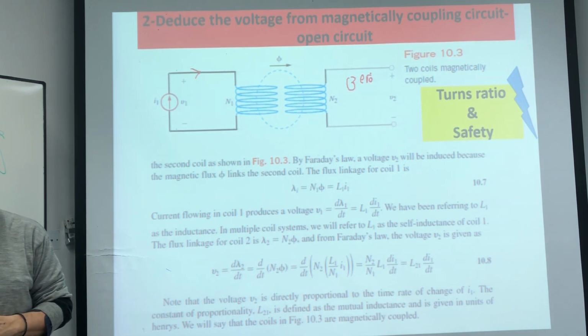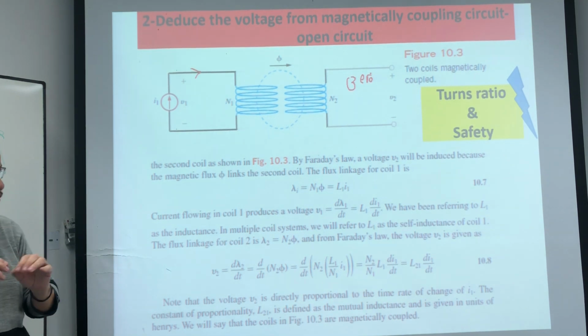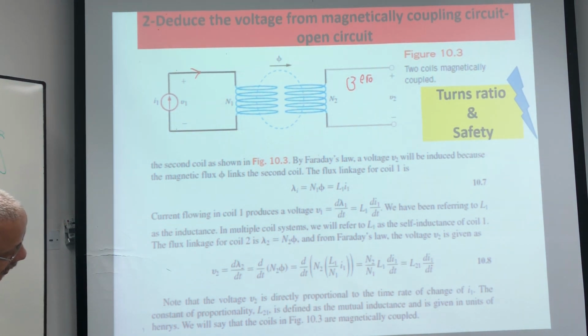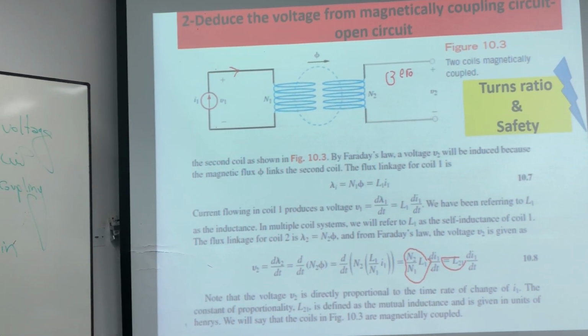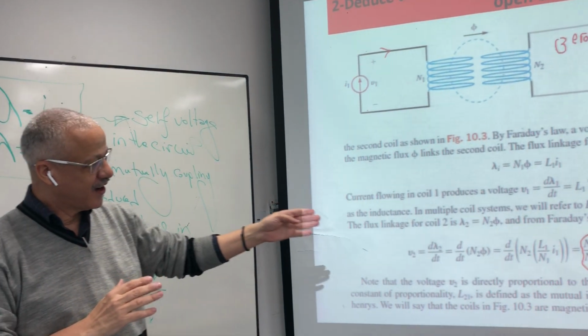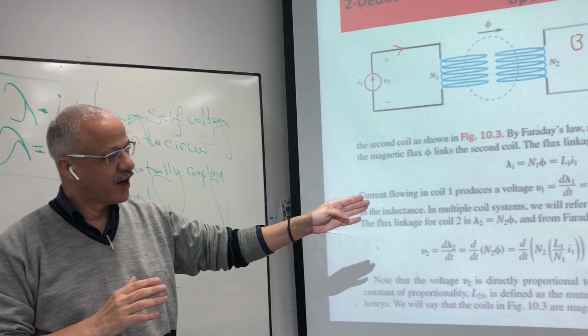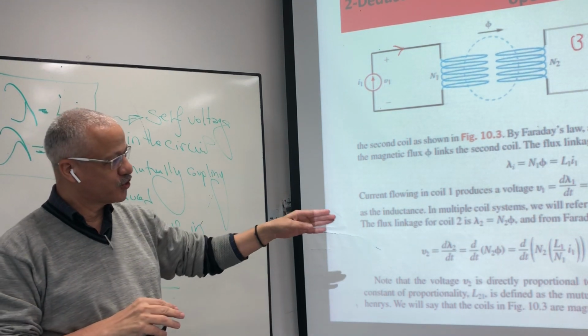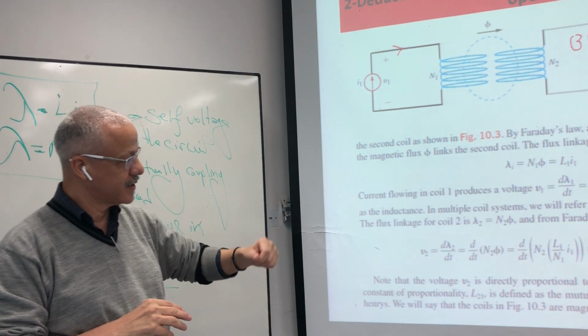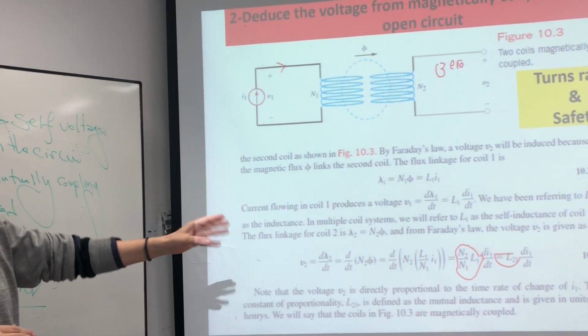This is the terminology that we mentioned before. L21 is the mutual coupling. So the voltage here will equal L21 di1 by dt. L21 is based on N2 over N1 multiplied by L1. So the induced voltage due to Faraday's law equals the mutual inductance L21 multiplied by di1 by dt. And the formula of L21 is N2 over N1 multiplied by L1.